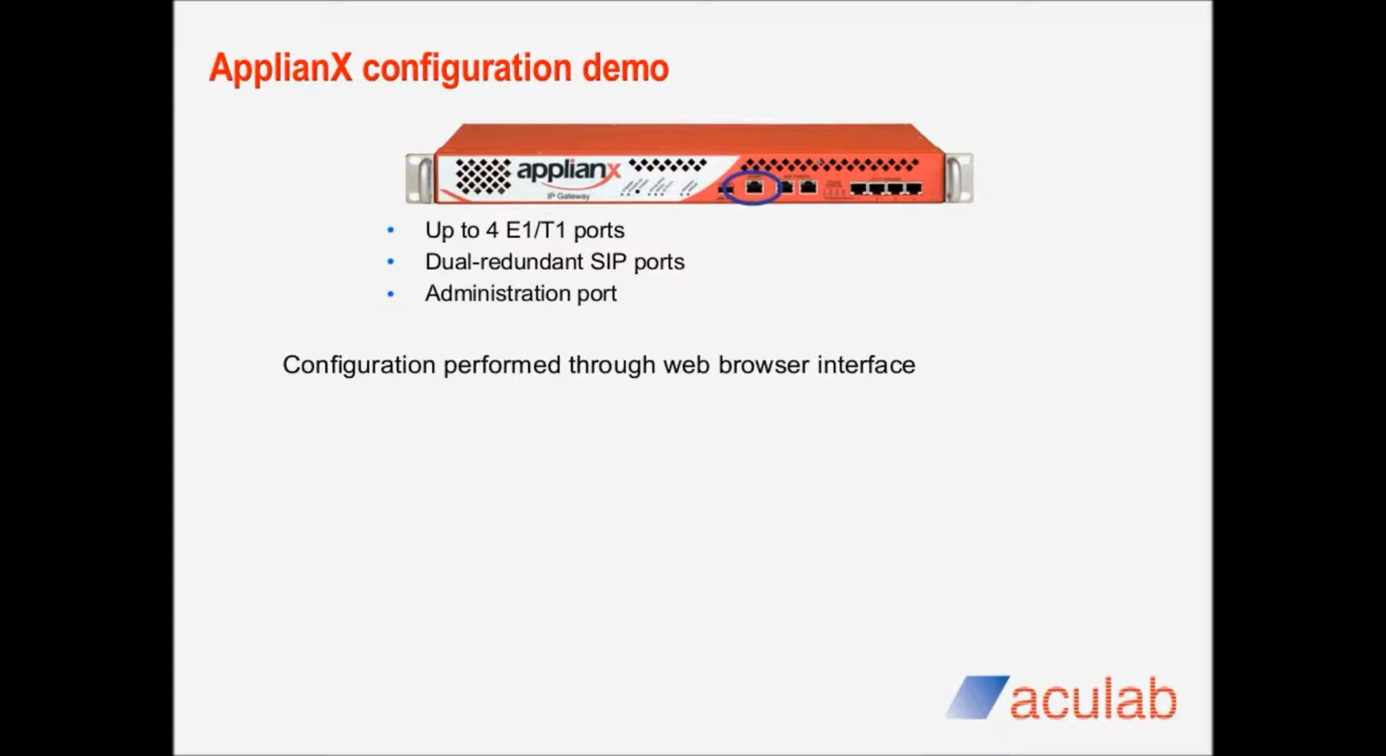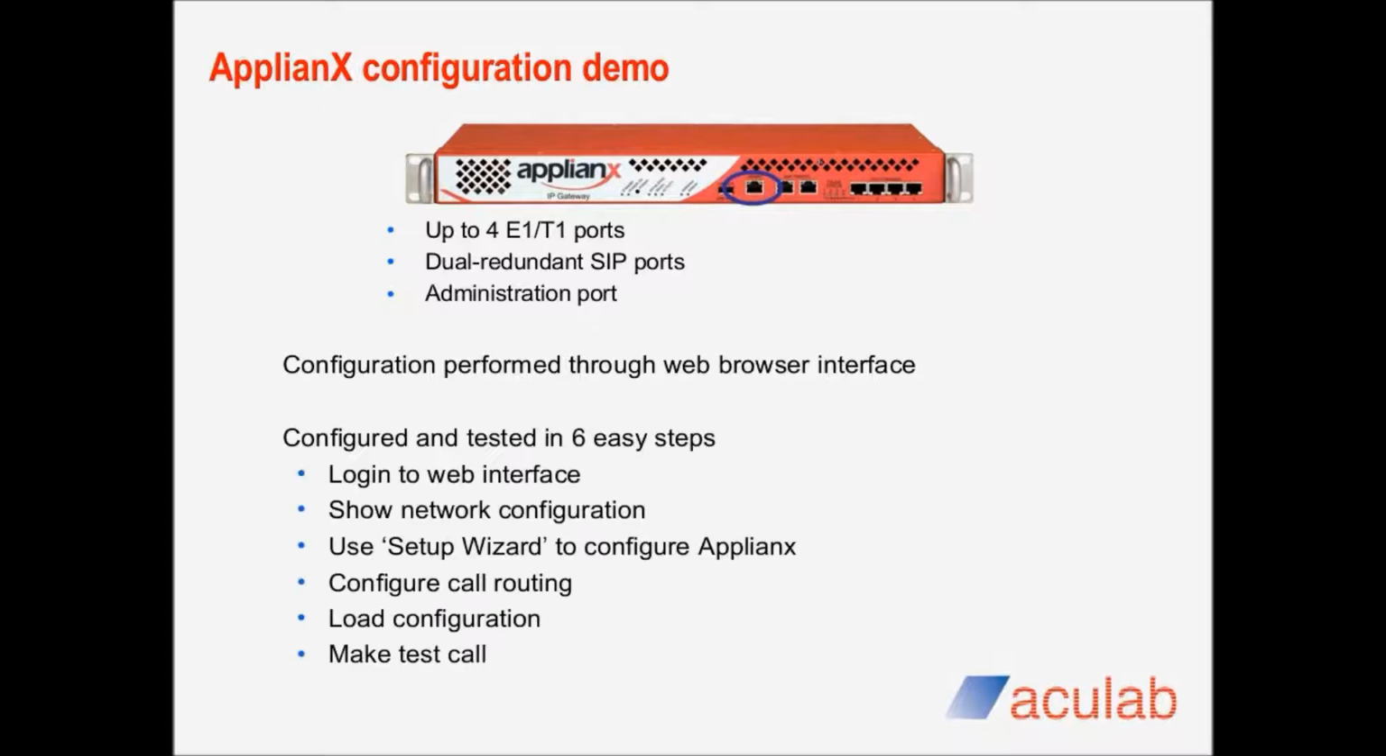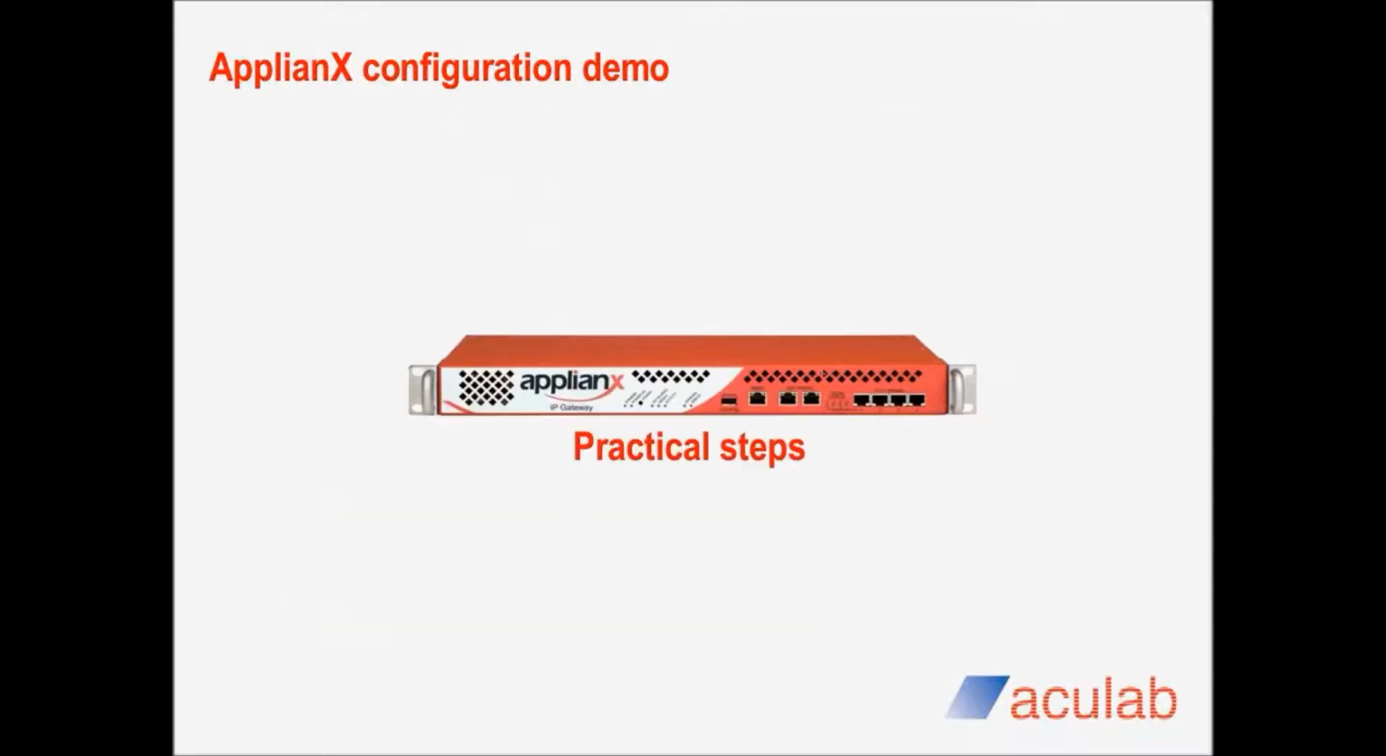We're going to now go through 6 easy steps to both configure and test our appliance setup. Those are logging into the web interface. I'll then show you where you can change the network configuration. We'll then use what's called a setup wizard to create an initial configuration for the appliance. We'll then go and tweak the call routing for that configuration, load the configuration onto the appliance, and then finally make a test call. It's that simple to configure an appliance. So now I'll just share my desktop so I can take you through those steps.